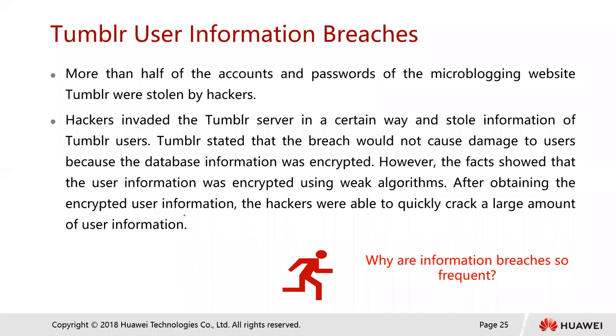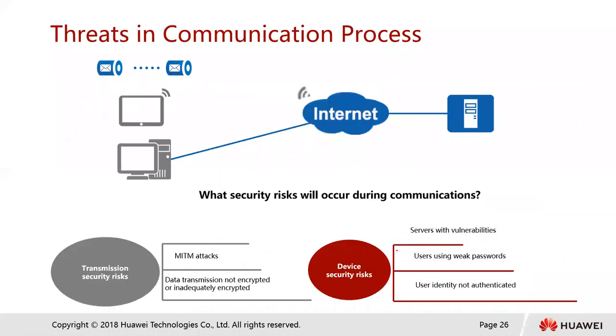Moving forward, why are information breaches so frequent? They are frequent because of threats in communication processes. What security risk will occur during communications? You have your tablet, your phone, and you're communicating via the internet. And there are so many people posting their information and related data via the internet. Even businesses are using the internet to transmit their transactions, their emails, their communications, their contracts, and so on and so forth.